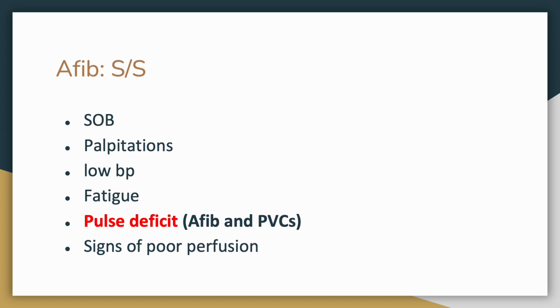Pulse deficit. Now, pulse deficit means there's a difference between the apical pulse and the radial pulse. So you're going to check for that. So we listen to the apical pulse at the 5th intercostal line, mid-clavicular line. Okay, so remember that. That's where you find the point of maximal impulse too. And look for signs of poor perfusion, that confusion, thirst, the low blood pressure, so you're going to need to know tachycardia.